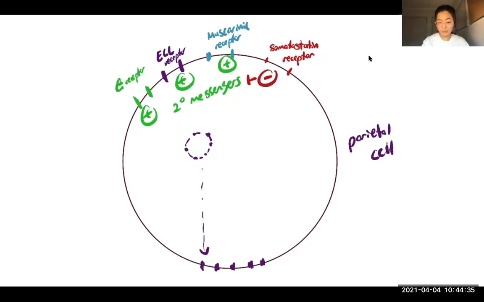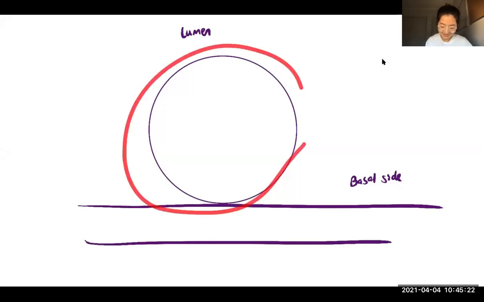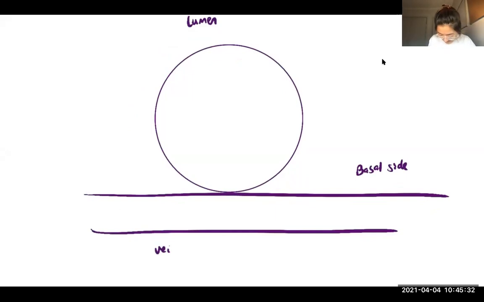Next up, we'll talk about how hydrochloric acid is actually formed. All right, so drawing number 2. Once again, we've got our parietal cell sitting over here. Luminal side this time is that way instead of the bottom. Basically, this is the lumen and this is the basal side. As for this thing down here, this is just a vein that's draining away from the stomach.